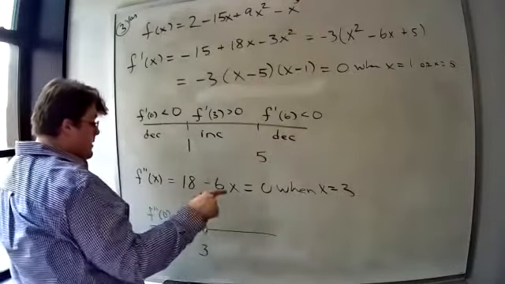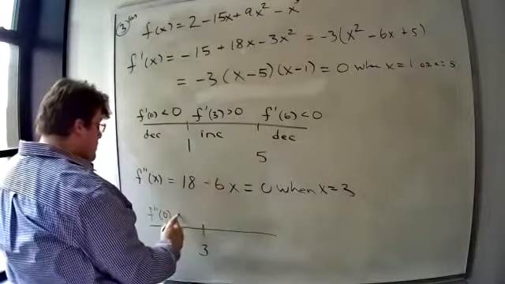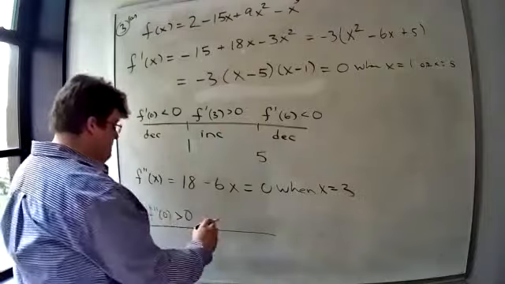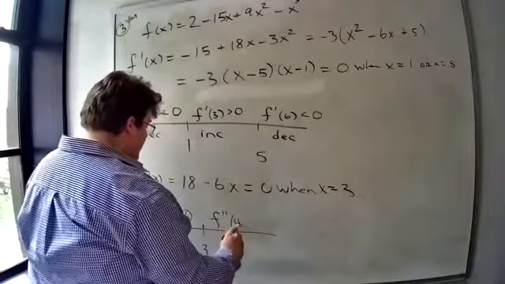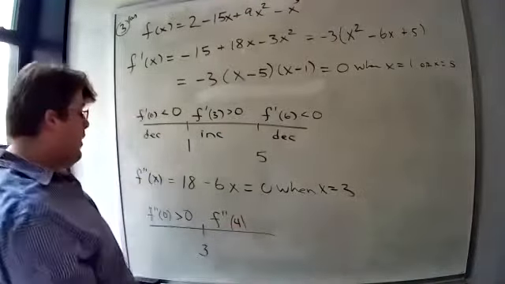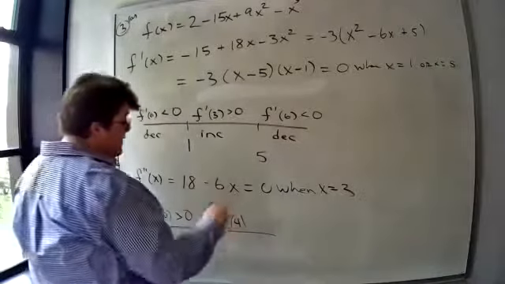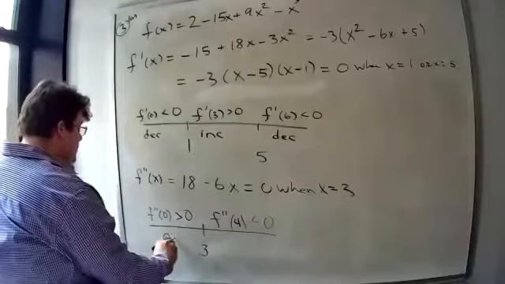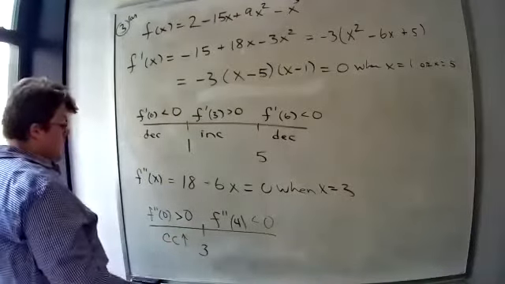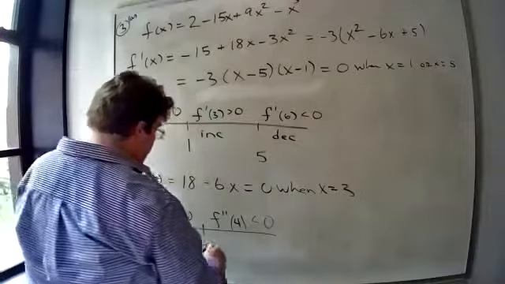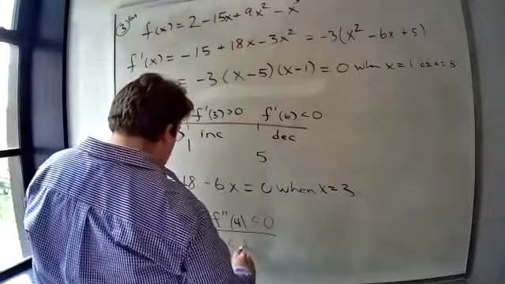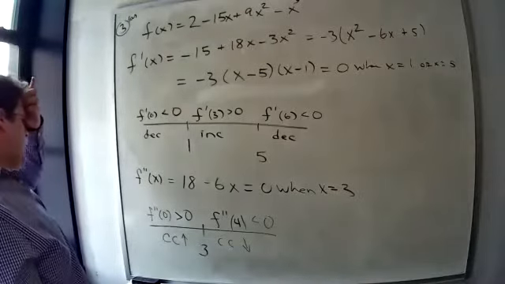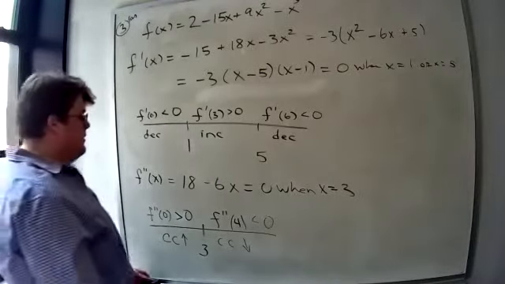f second prime of 0 is 18 minus 0, which is positive. The second derivative at a number over there, say 4, is 18 minus 24, which is negative. So the original function is concave up on the interval negative infinity to 3, open, and concave down on 3 to infinity, open. Any questions about this?